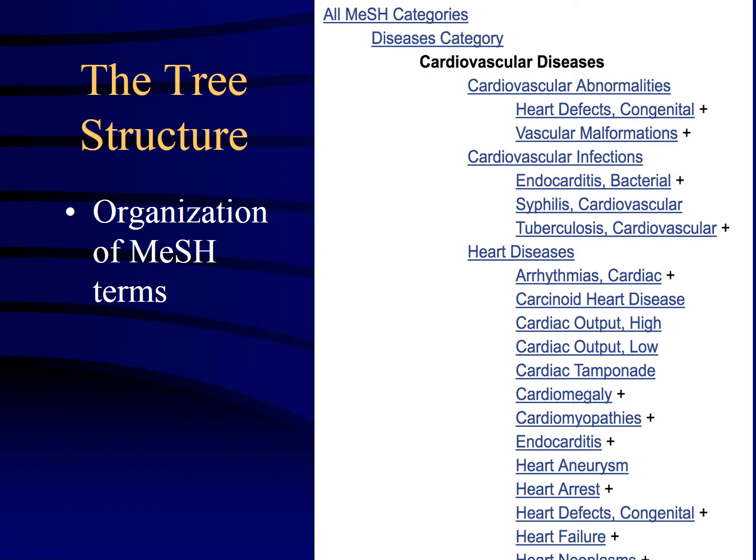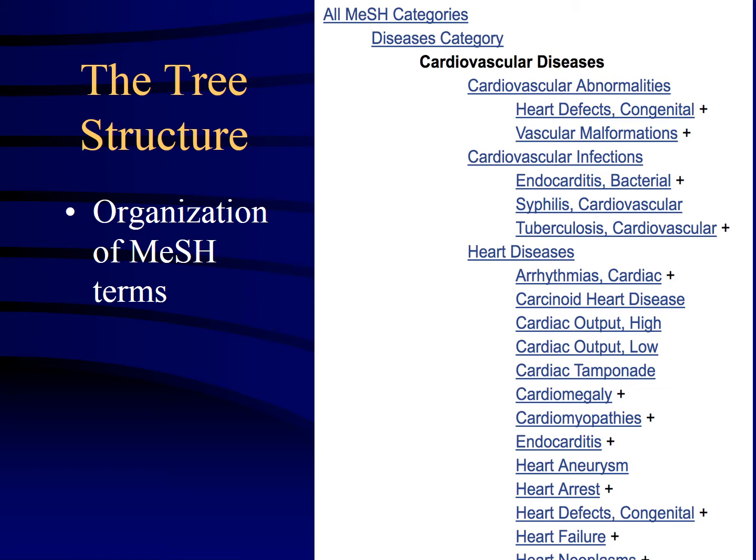Again, MeSH terms are organized within Medline in a hierarchy referred to as a tree structure. When you search the term cardiovascular diseases in the MeSH database, you notice a hierarchy of terms listed below the All MeSH Categories header. This is a tree structure for cardiovascular diseases. The first branch is cardiovascular abnormalities, followed by cardiovascular infections, heart diseases, and pregnancy complications, cardiovascular, and then cardiovascular diseases.